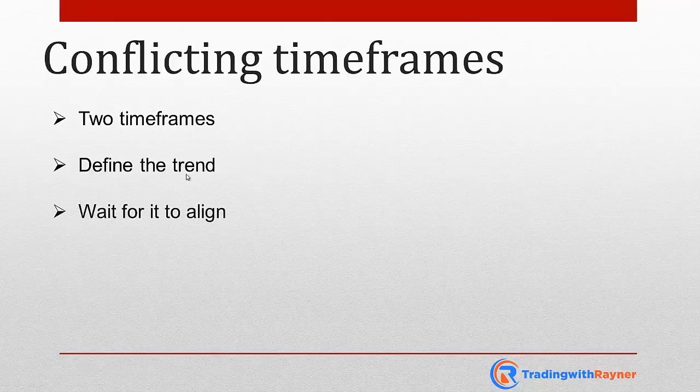Moving on, the third thing you can do is, what if you define the trend and you realize that, let's say on the daily time frame the market is above the 200 period moving average, but on the weekly time frame the price is below the 200 period moving average. So at this point in time, even though you have defined the trend, even though you have used 2 time frames, the trends are still in conflict.